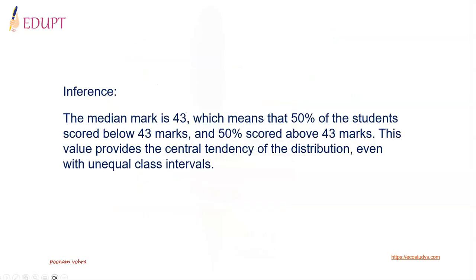This is the most important aspect of the numerical, where you need to provide the inference of what you have found. You have found median marks as 43. What does it mean? It means that 50% of the students scored below 43 marks and 50% of the students scored above 43 marks. This value provides the central tendency of the distribution even with unequal class intervals. Providing inference is a must.